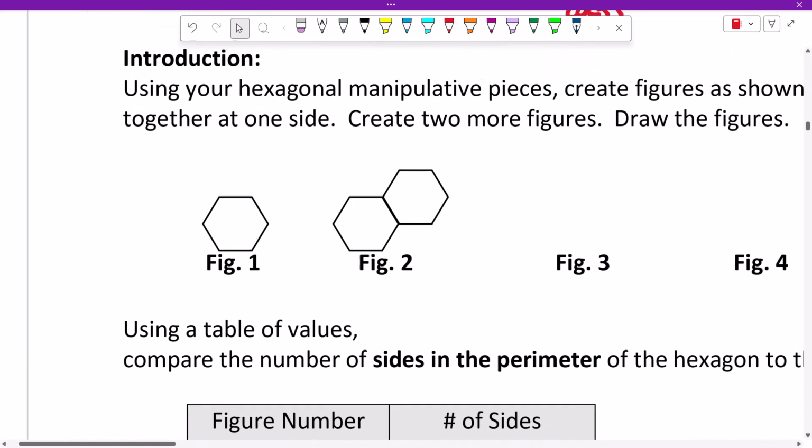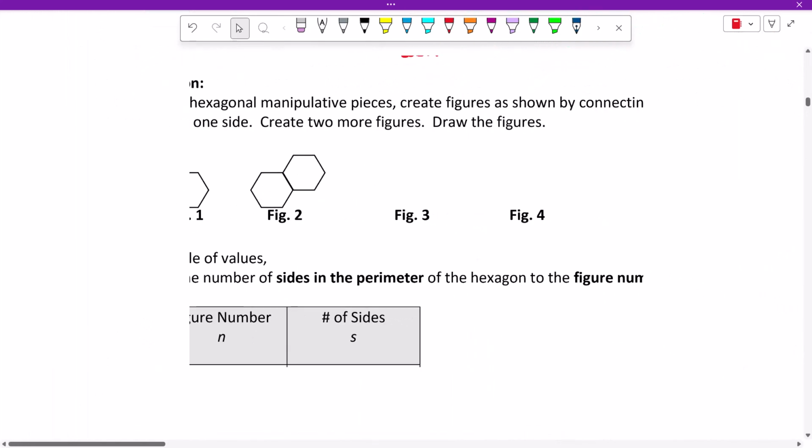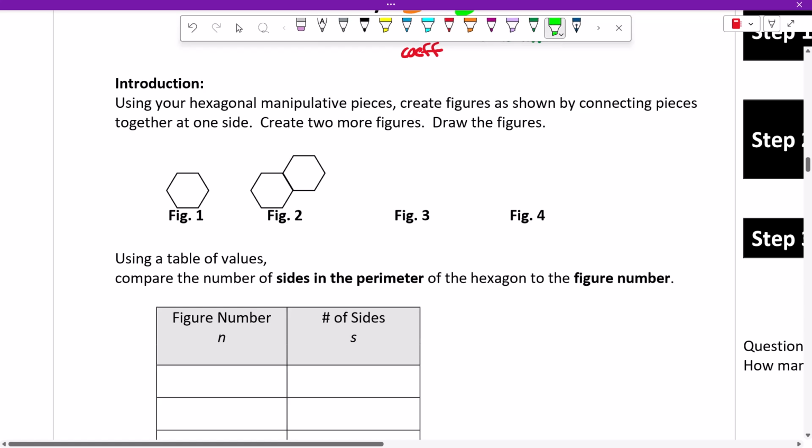So here, they're asking us to count the perimeter. How many sides are in the perimeter? Remember, perimeter is the distance around the outside. So we have our first diagram right here. So diagram 1. How many sides are in the perimeter there? 6, right? 1, 2, 3, 4, 5, 6.